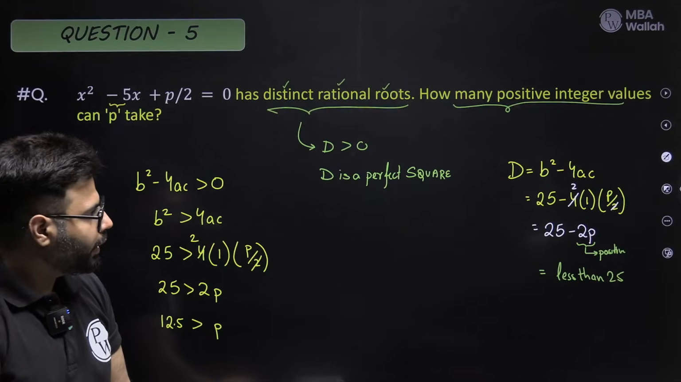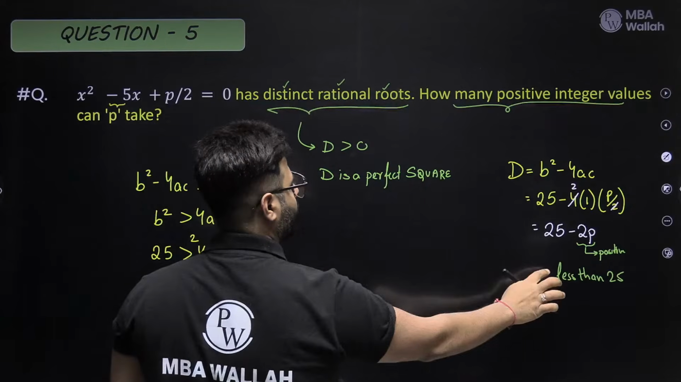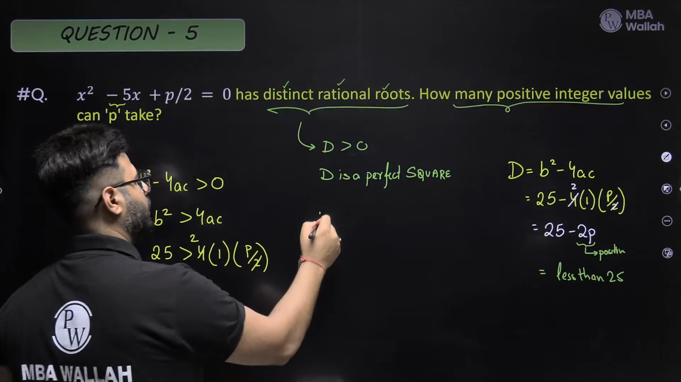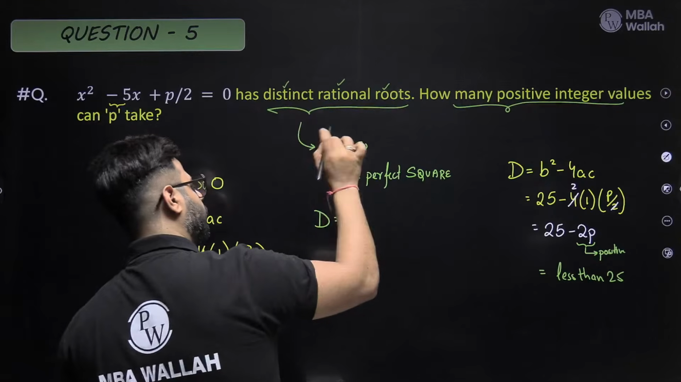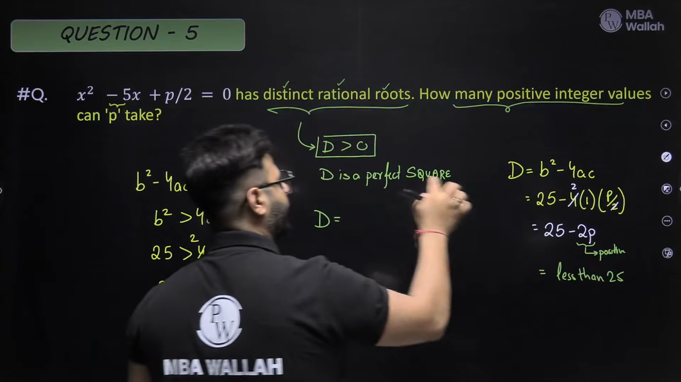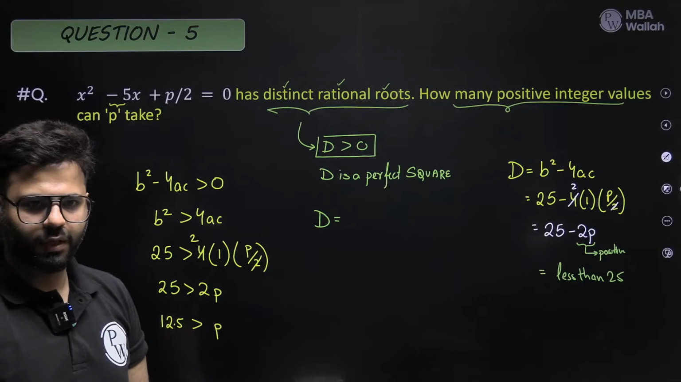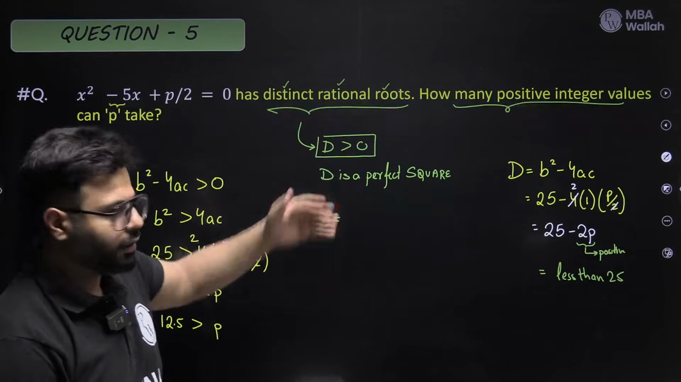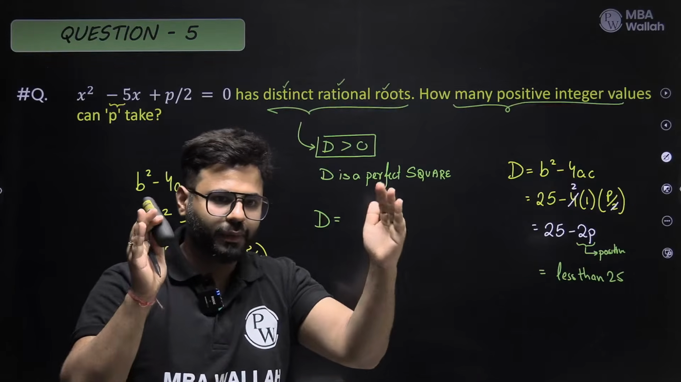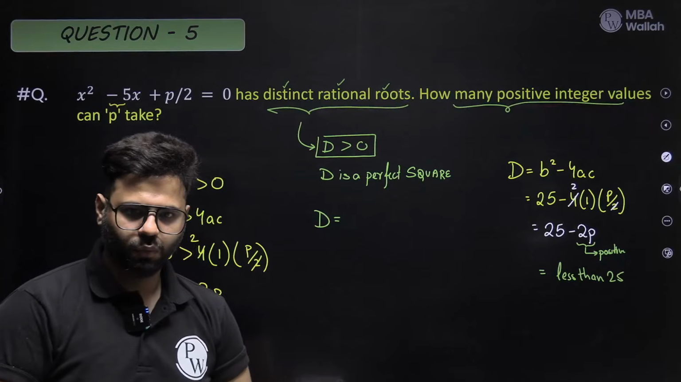So now I'm looking for D greater than 0, less than 25, and a perfect square. What are the possible values of D, guys? Think. Tell me the numbers which are greater than 0, less than 25, that means lying between 0 and 25, and are perfect squares also. What are those values?